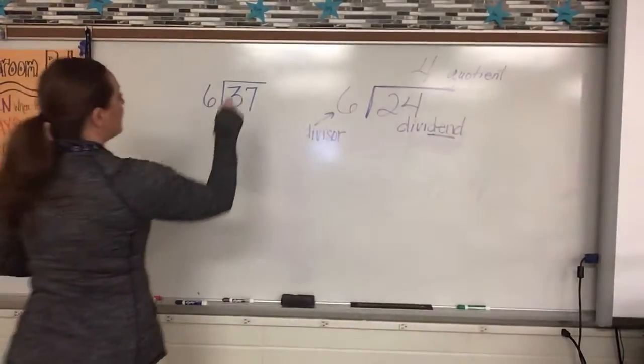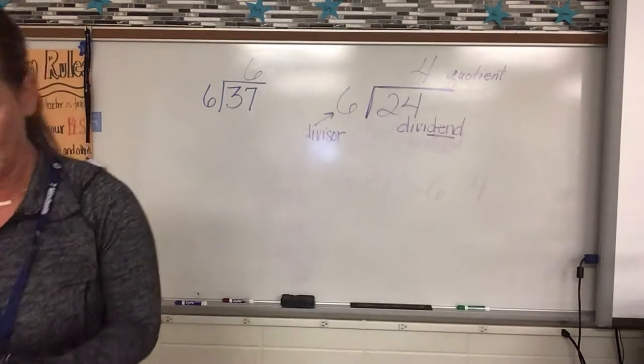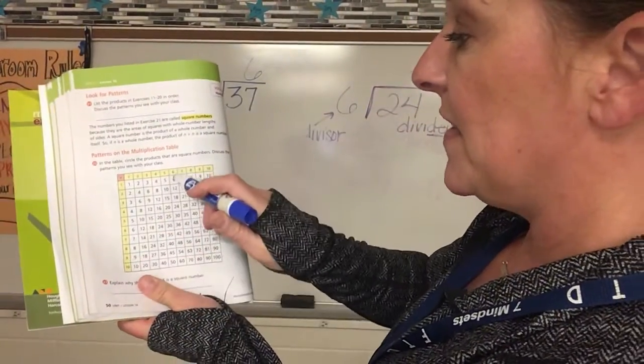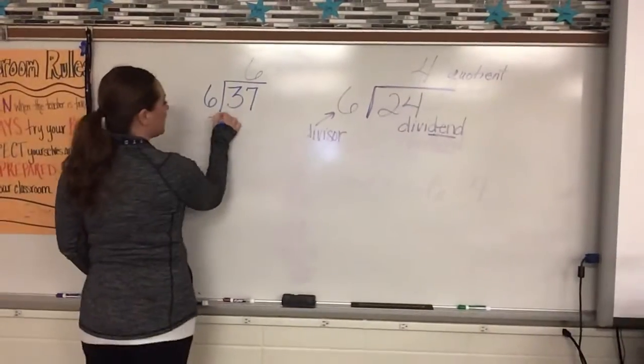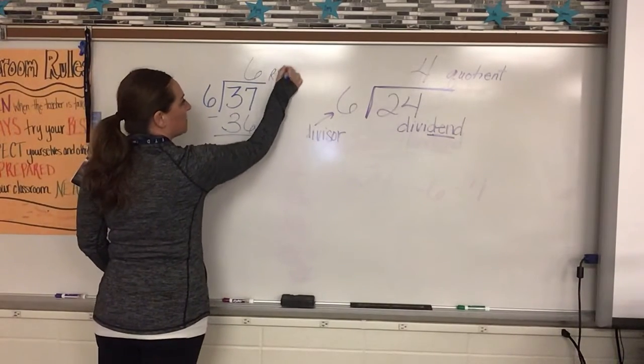So then I put my 6 up here, and then I need to multiply those two. And on my multiplication chart, it says 6 times 6 is 36. So I subtract 36 from my dividend, and I get 1. 1 becomes my remainder.